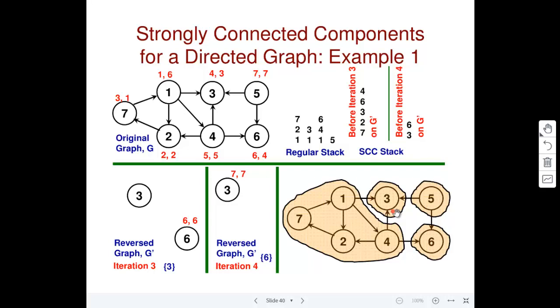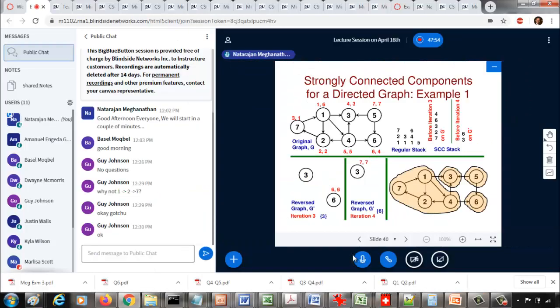You can always cross check whether the vertices are reachable from each other if we have a strongly connected component of more than one vertex. Like here, 1, 2, 7, 4 should be reachable from each other. So this is how you find all the strongly connected components in a given directed graph.